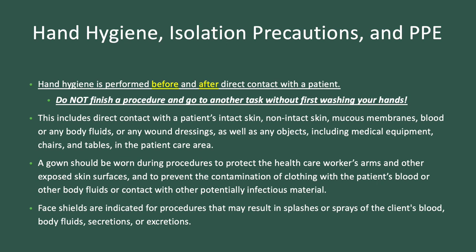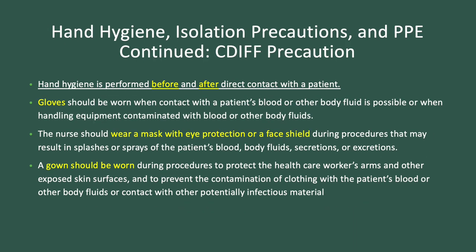Please understand that PPE includes gloves, gown, goggles, and a mask in some cases, depending on what that looks like. And we're going to talk about it just a little bit more in the next slide. And then we're going to move on to inspection, palpation, percussion, auscultation, and vital signs. Okay, so if you notice, the first bullet of this slide is identical to the one prior. Hand hygiene is performed before and after direct contact with the patient.